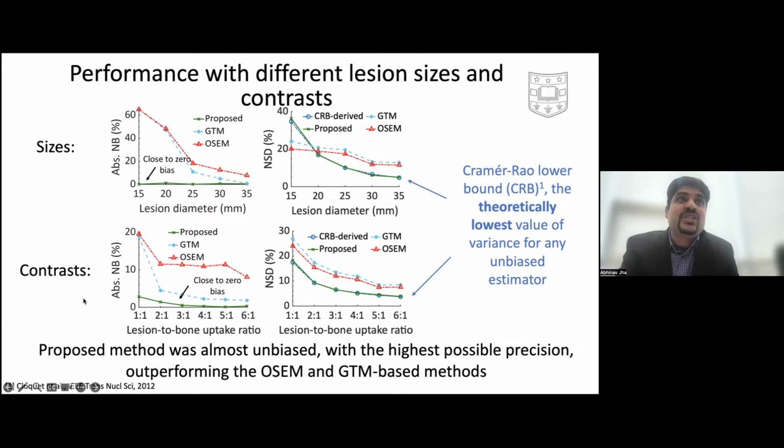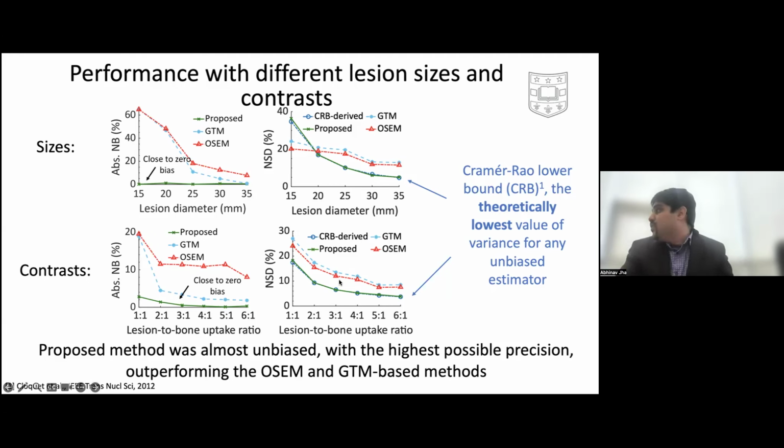Now, the same is observed across contrasts too. Again, we have different values of lesion to bone uptake ratio. Our methodology yields close to zero bias and outperforms the reconstruction-based methods. Specifically, when the sizes are small or the lesion to bone uptake ratio, the contrast, is low, our methodology does very well compared to the reconstruction-based approaches. And also in terms of normalized standard deviation, it does very well.